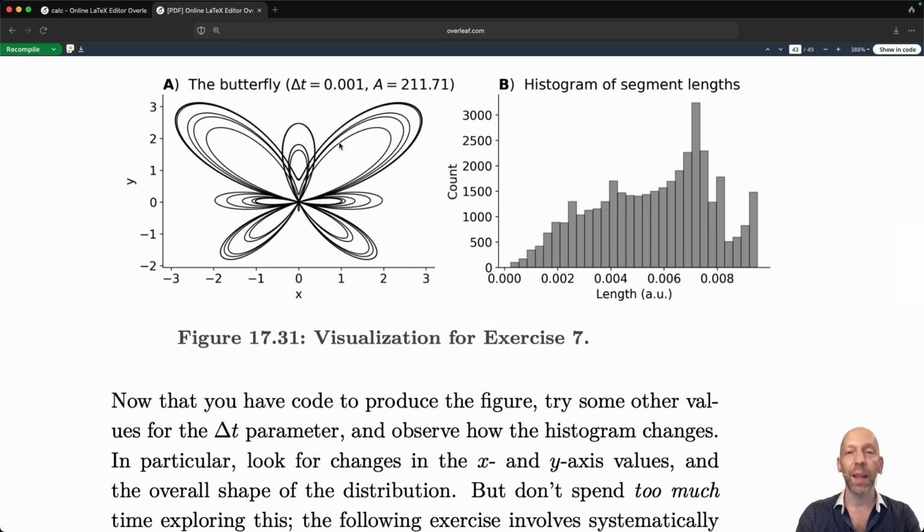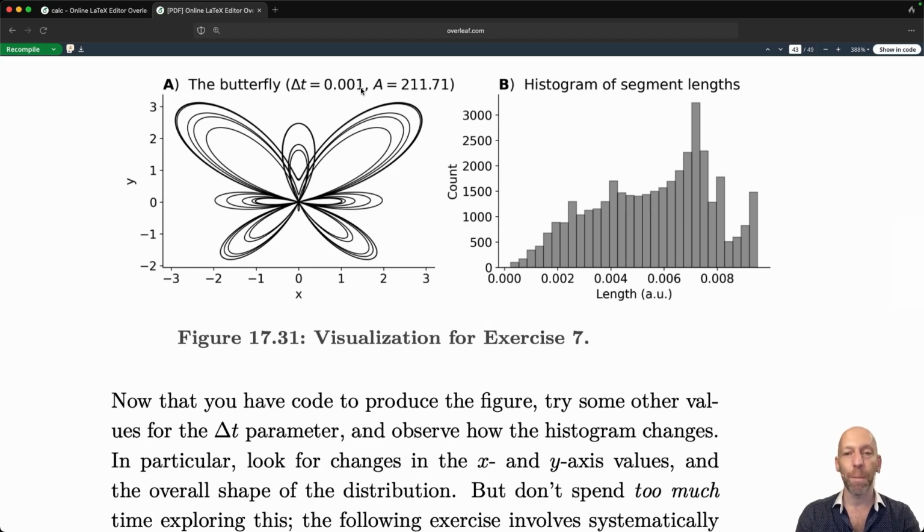We actually measure the lengths of lots and lots of little tiny line sub-segments using Euclidean distance. These are all based on approximation methods that I described earlier in this chapter. What you see over here in panel B is a histogram of all of the lengths of those little tiny segments. So you have one little segment here, another little segment here, and so on. And that's going to give you however many segments it ends up being, based on this parameter value of delta t is 0.001.